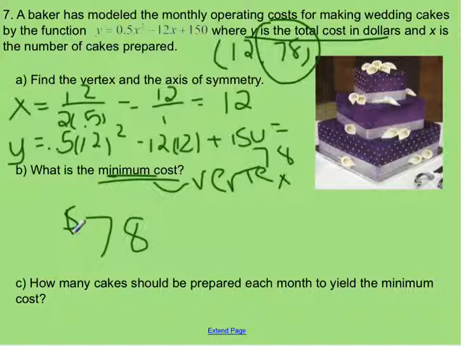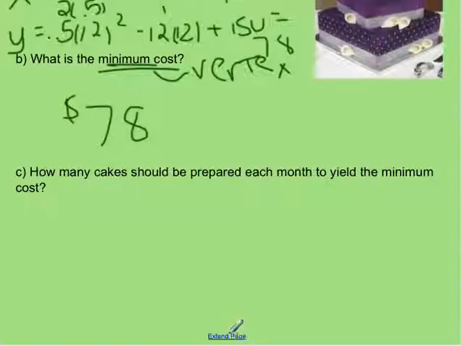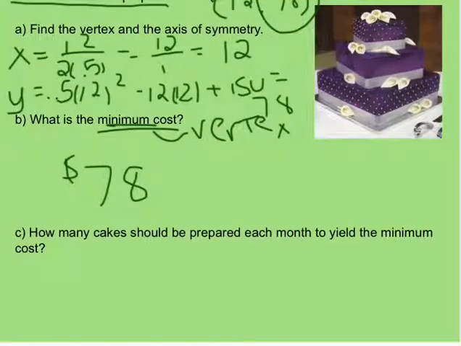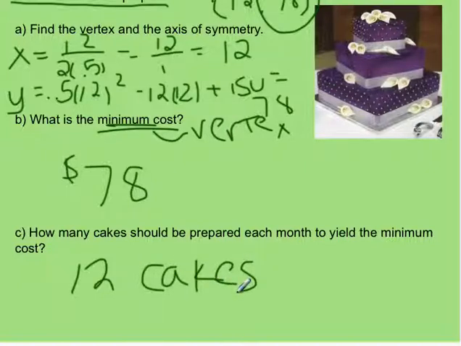Minimum tells us vertex, cost told us the y-coordinate, sorry. So x is equal to the number of cakes that are prepared. So how many cakes do we need to prepare to yield the minimum cost? Well, that's just the x-coordinate of our vertex, which is 12, and we want to make sure we label that cakes. So that concludes the second part of the note video, so you should be ready for your practice sheet word problems once you're done. Thanks for listening.